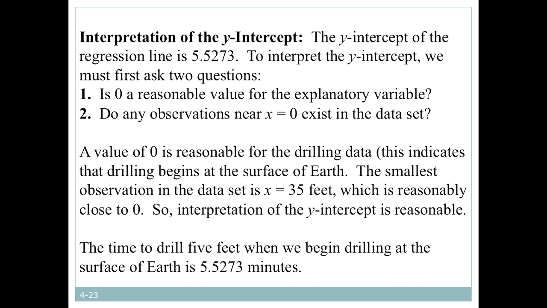And the first is to ask yourself, is 0 a reasonable value for the explanatory variable? And do any observations near x equals 0 actually exist in your data set? In our case, 0 is a reasonable value for x because we could start the drilling at the surface of the Earth, which would be a depth of 0. The smallest observation in our data set is 35 feet. That could go either way, but it's reasonably close to 0, so I think it's okay to provide an interpretation of the y-intercept.